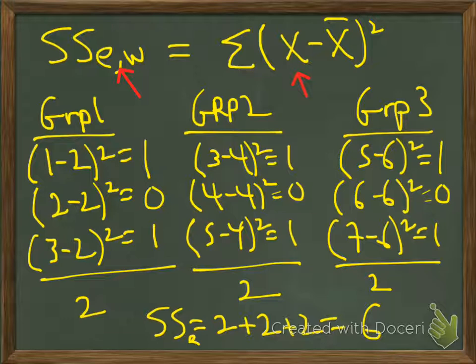So over here in group 1, you see you take the first score minus its group mean, square it, and you get 1. And you do that for each score in the group, and you get the sum of the square deviations for that group is 2. The sum of the square deviations for group 2 is also 2, and the sum of the square deviations for group 3 is also 2. And then when you add those up, summing the square deviations, you get 2 plus 2 plus 2 equals 6. So that's the sum of the squares error, SSE.